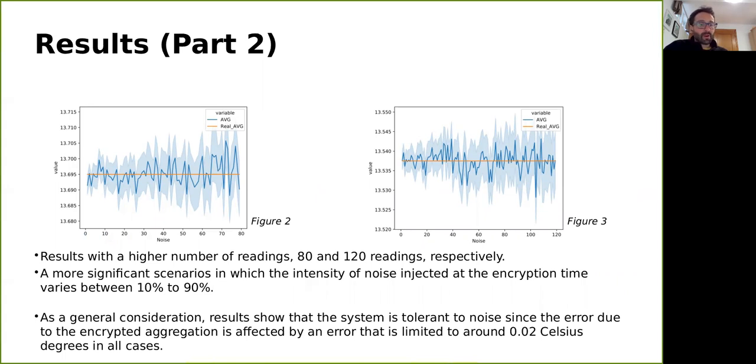We also increased the amount of noise in order to understand if, with the increase in the noise added by the data providers, the average computed by the aggregator differs significantly from the average computed with real and clear data. And we observed that this difference is only bound between 0.02 Celsius degrees, which is a very interesting result, because even if we introduce a lot of noise, so we try to anonymize the data, then it is possible to have an average which is always comparable to the real one.